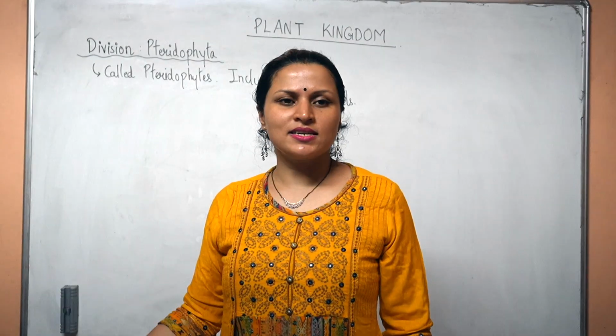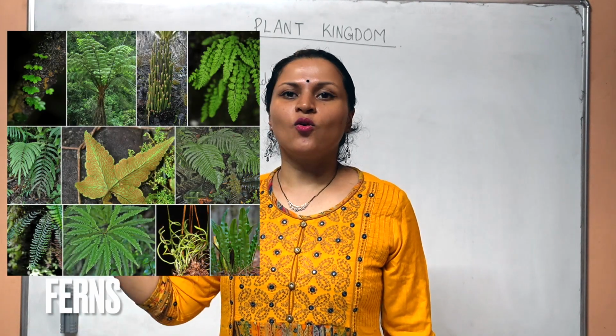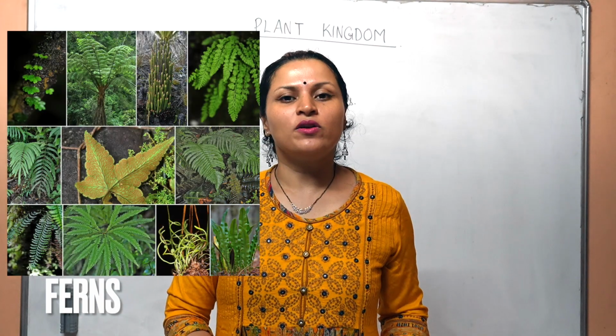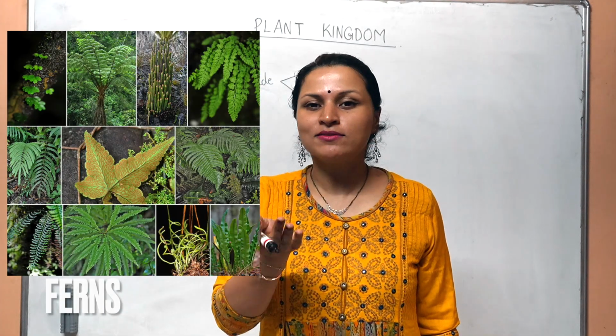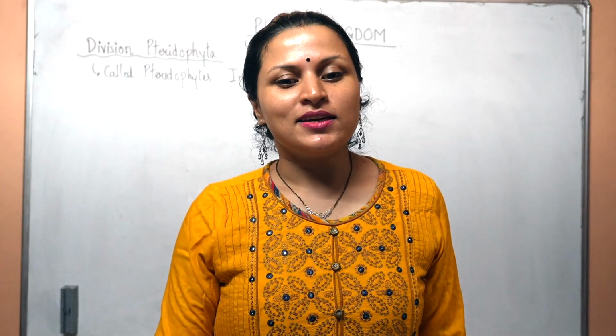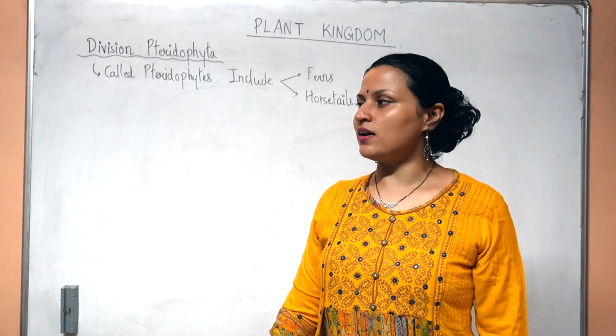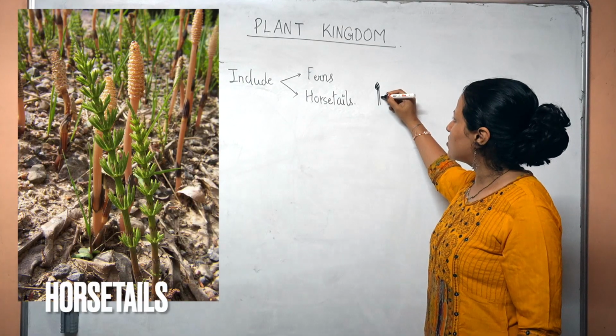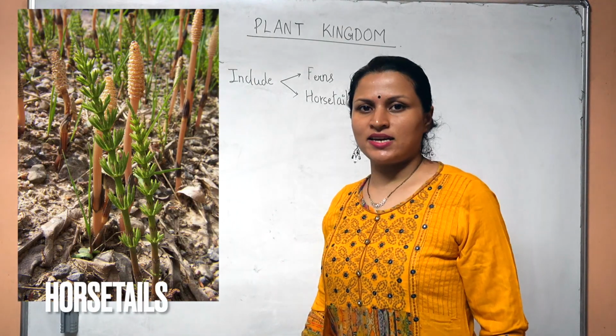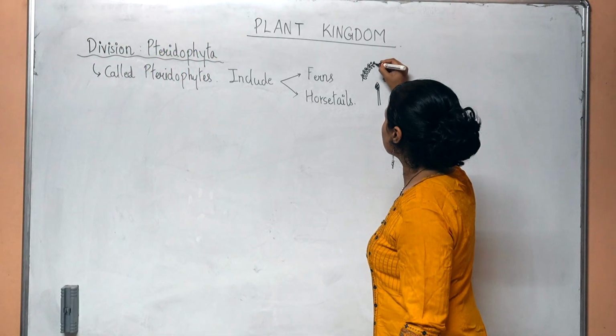Ferns are so commonly seen around in moist, damp, shady places. You will see them growing on old walls of old wells, etc. In our childhood, we used to pluck the leaves in this manner and blow them on the others. They are called ferns. There are other members also called horsetails, wherein they have a cone-like structure which appears like a horse's tail. Ferns usually bear such leaflet-like structures.